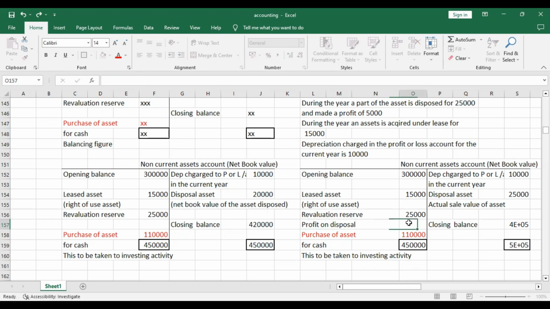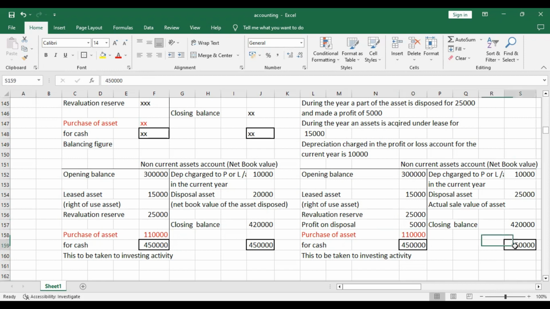5,000 you have to show on the debit side. There's a loss you have to show on the credit side, profit you have to show on the debit side. Then what will be the total? Total will be slightly changing. Total will be how much it is? 455,000. The same thing you have to take here, 455,000. But the 10,000 remains the same. 10,000 won't change. You can check it.